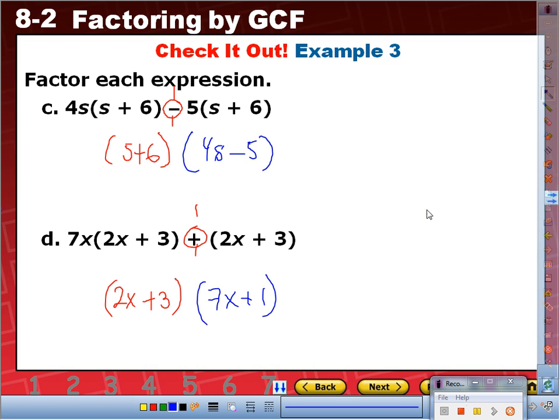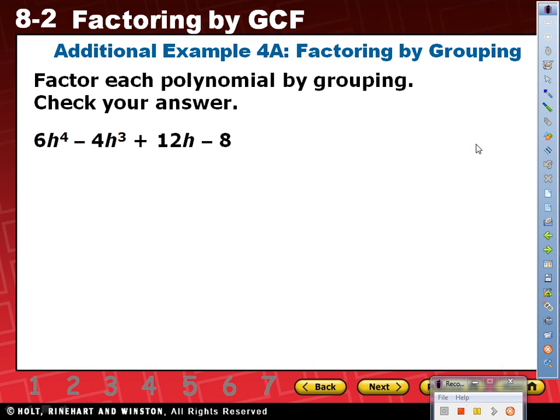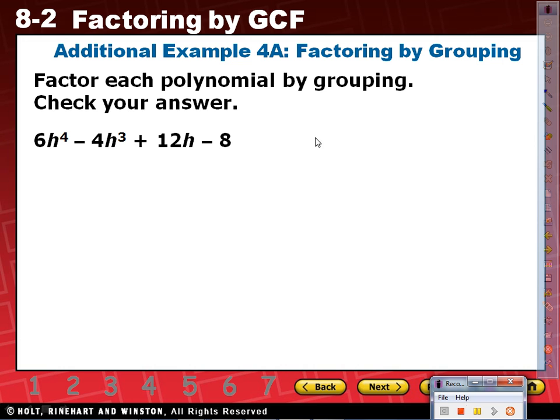Copy this next one down, please. Example 4. Last one. Copy this. Just this, and then write the word grouping so that you have that in mind. It says, example 4a, factor each polynomial by grouping. Check your answer. 6h to the 4th minus 4h cubed plus 12h minus 8.